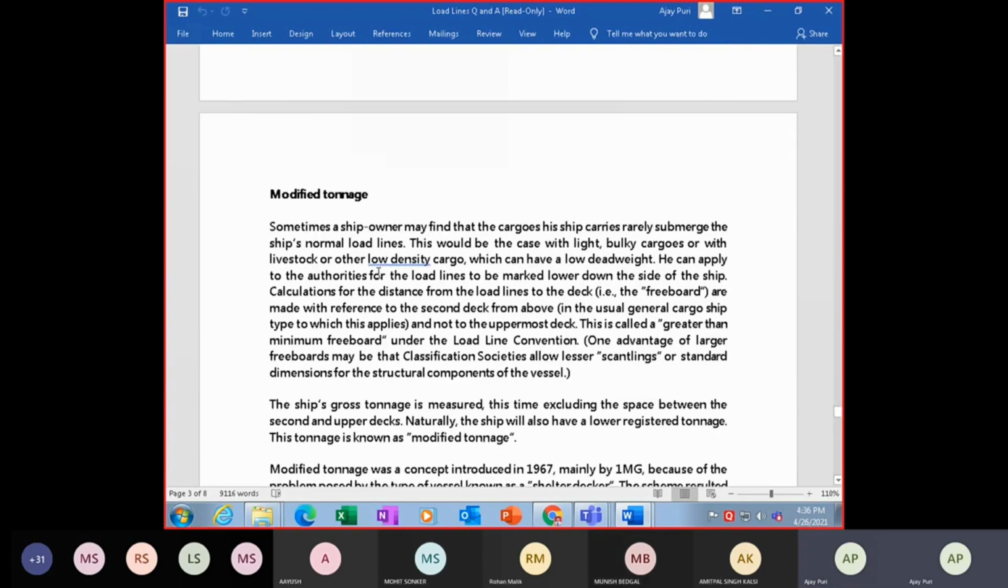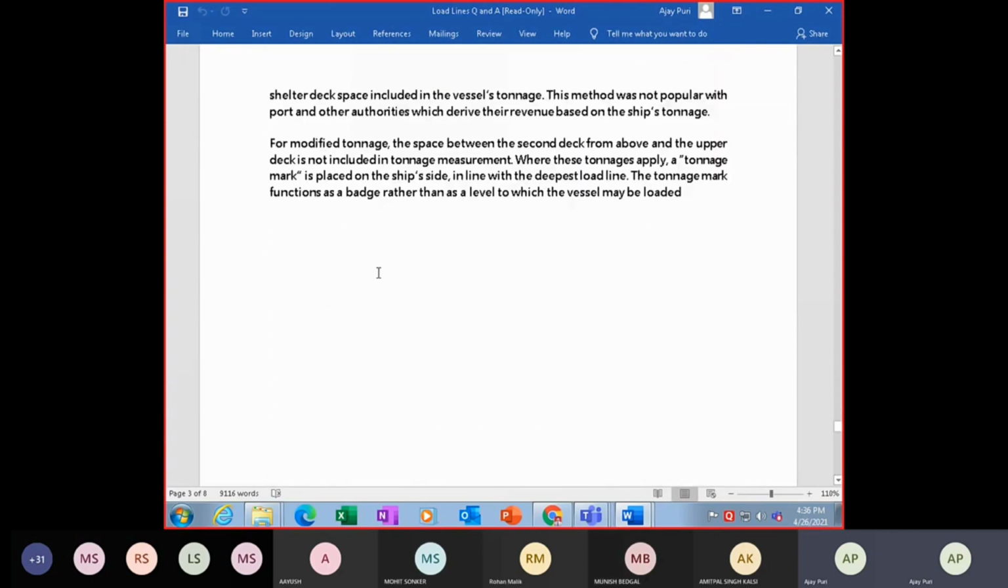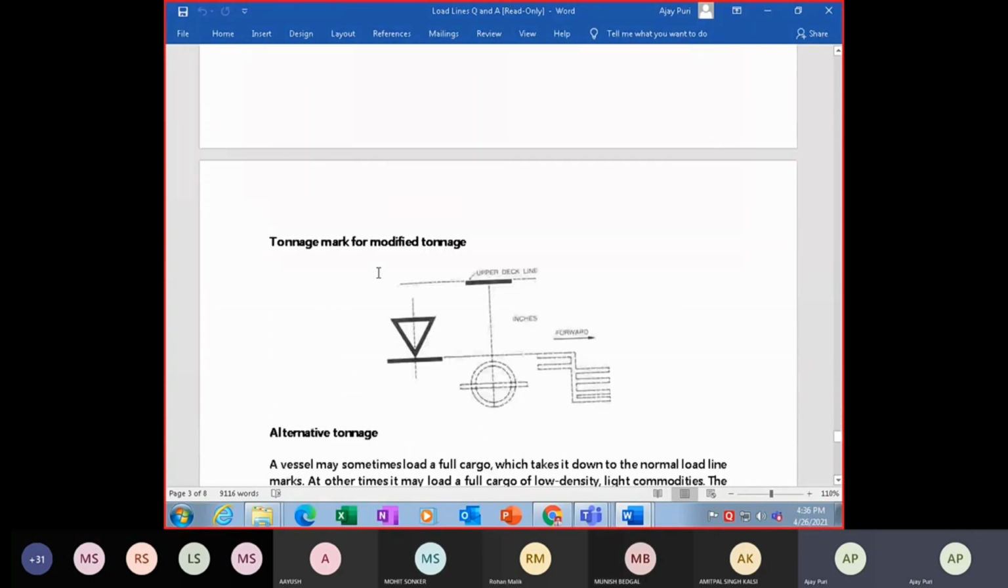अब हम आते हैं व्हाट इज मॉडिफाइड टनेज. ठीक है, तो मॉडिफाइड टनेज एंड ऑल्टरनेटिव टनेज, ये प्री सी में भी था. ये वाला एक टनेज मार्क था, ये मॉडिफाइड टनेज का है. तो ये आपका टनेज है, और दिस मार्क इज ऑफ मॉडिफाइड टनेज. I'll just come to that. What is modified tonnage?